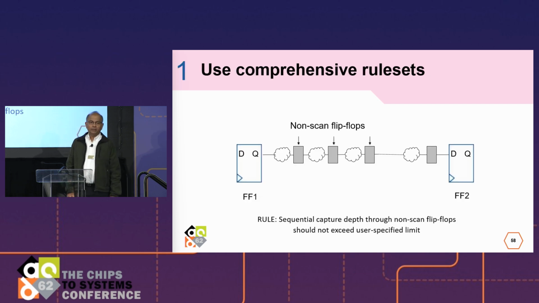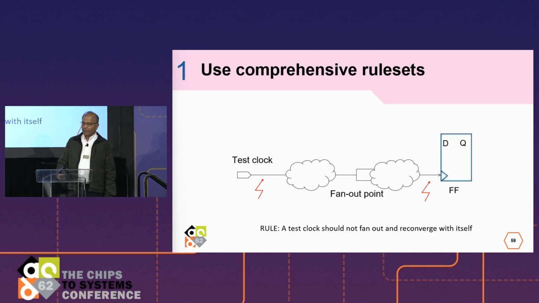Number one, you need comprehensive rules for async resets, clocks, and data connectivity across all design stages. Two examples are rules for sequential depth to non-scan flops and test logic reconvergence glitch rules.